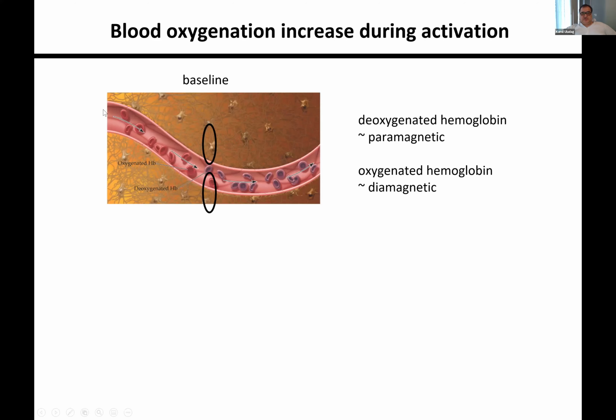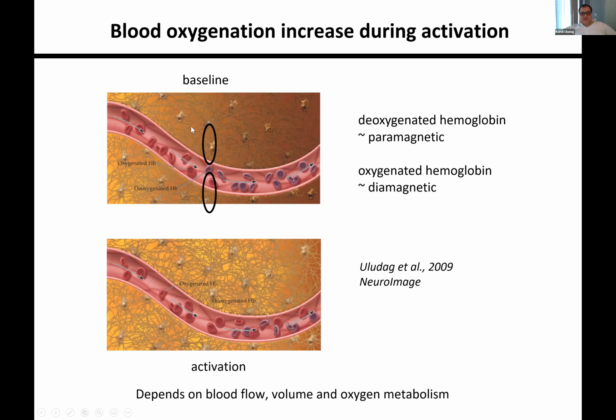This is illustrated here. Here you see a blood vessel. In red, you see oxygenated hemoglobin. In purple, you see deoxygenated hemoglobin. And because deoxygenated hemoglobin is paramagnetic, it creates magnetic field disturbances, shown here intra- and extravascular. This is during baseline. During activation, when we increase neuroactivity, blood flow increases and washes out deoxygenated hemoglobin, which means the magnetic field disturbances become less, and we measure an increase in the fMRI signal.